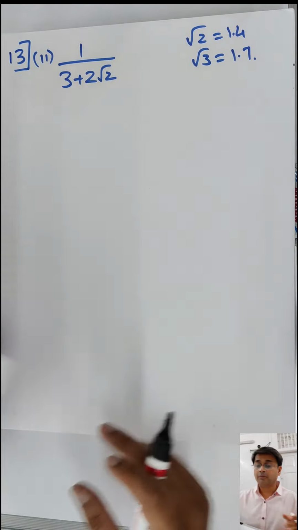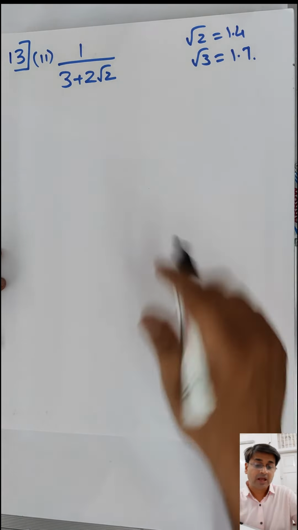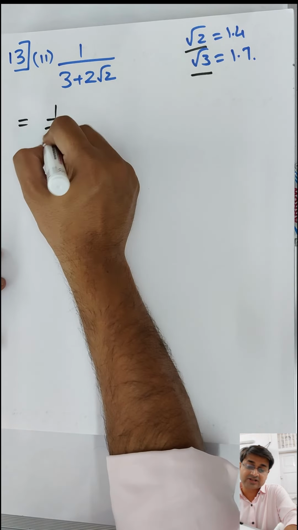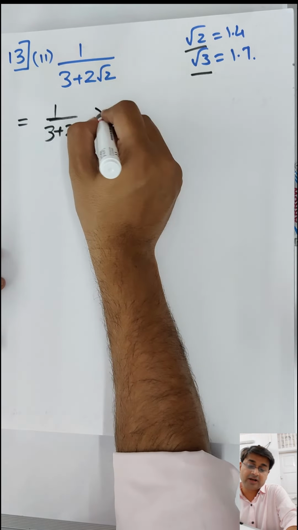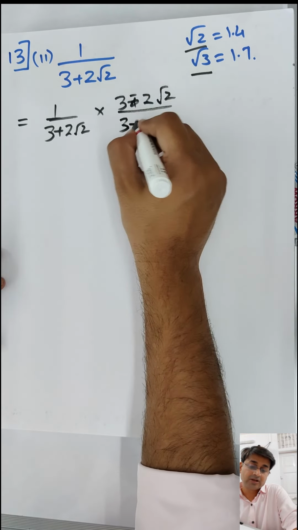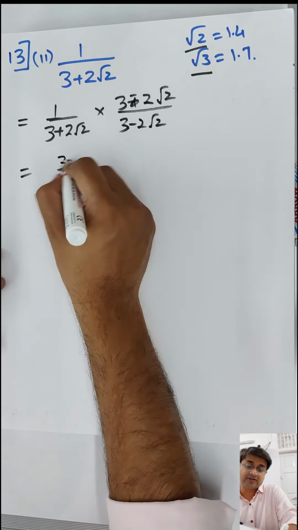Okay, moving to the next question, 13th one. They have given you the values of root 2, root 3. So you just normally start by rationalizing first. Don't be in a hurry of substituting the values, that we'll do later. Okay, so 3 minus root 2 is the rationalizing factor.